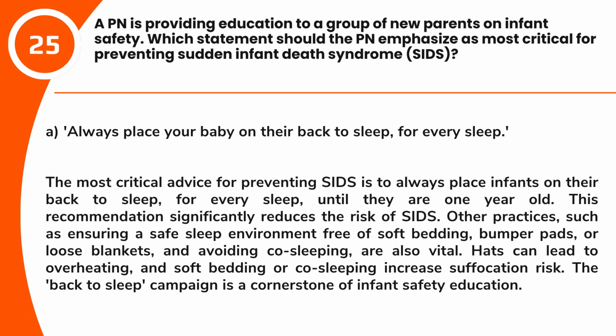Answer: A. Always place your baby on their back to sleep, for every sleep. The most critical advice for preventing SIDS is to always place infants on their back to sleep, for every sleep, until they are 1 year old. This recommendation significantly reduces the risk of SIDS.